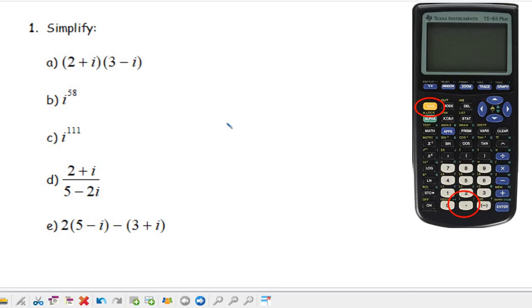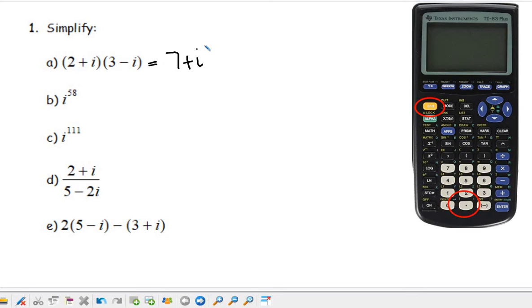So let's look at A. I'm going to type this in my calculator exactly the way I see it. So it's going to be parenthesis 2 plus second decimal place, which is going to throw that I in there, times 3 minus second I, and hit enter, and you get 7 plus I.